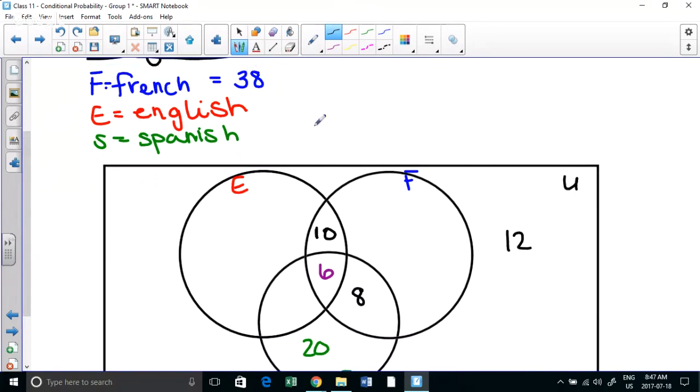We know that there should be 38 in this circle. So we can just take 38 minus 10 minus 6 minus 8. And that gives us 14. So there's 14 people that can only speak French.